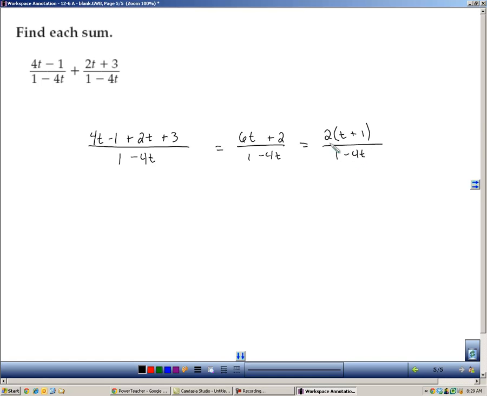Now in this case, pulling out the 2 didn't do anything. It didn't provide me with anything that canceled. So there really was no reason to pull that 2 out. So we can go back to this previous step and say this is our final answer.